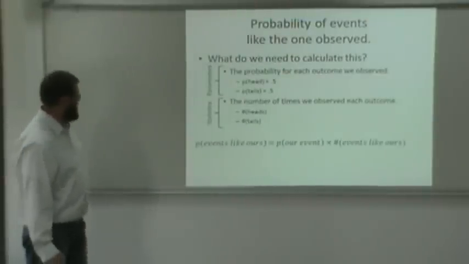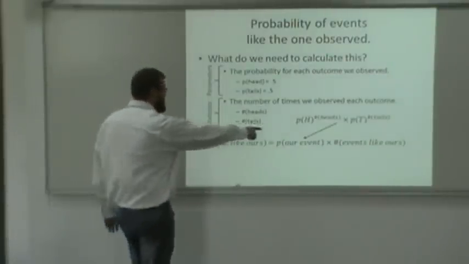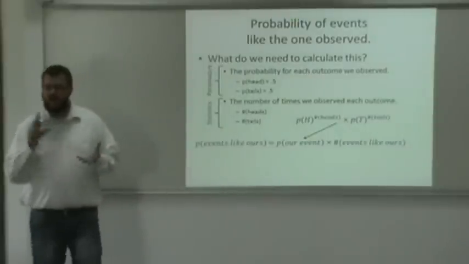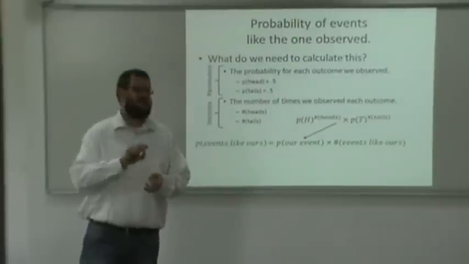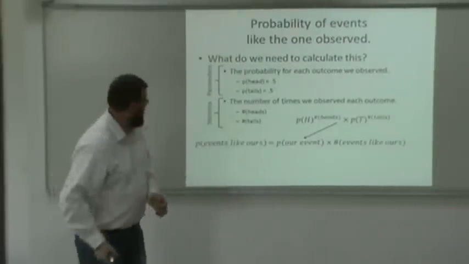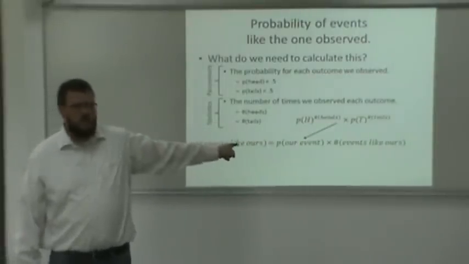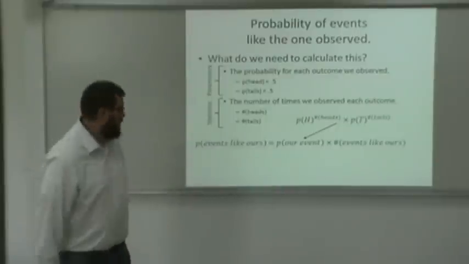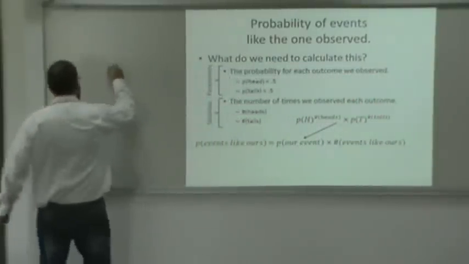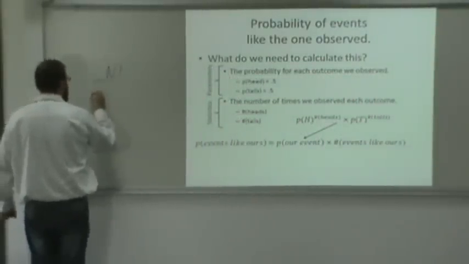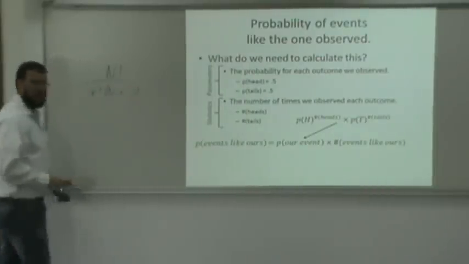Times the number of events that we have that are like ours, right? So this is just what we did before: the probability of heads raised to the number of heads that we get, times the probability of tails raised to the power of the number of tails that we got, right? That's this first part. This last part, what's that again? It's not a permutation. It's a combination. So what's the formula that we should use for the combination? N factorial over R factorial times N minus R factorial, right?